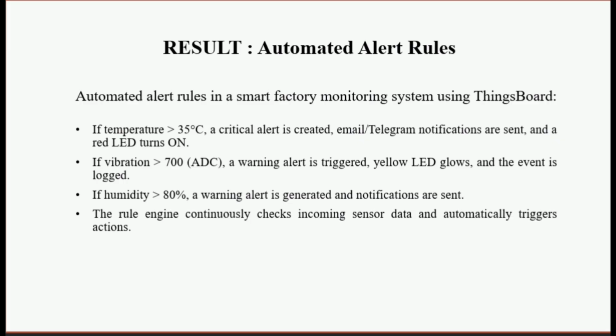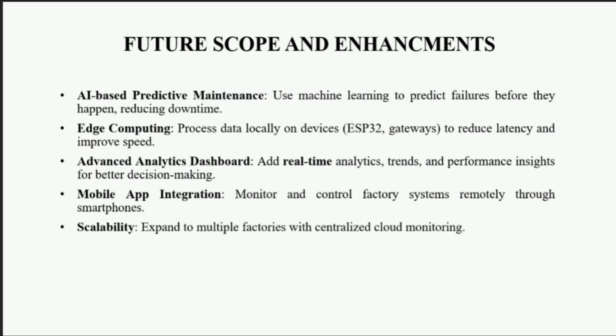Going towards the next slide, that is the future scope and enhancements. Now I will explain how the system can be improved in the future. First improvement can be AI based predictive maintenance. Use machine learning to predict failures and detect problems before they occur. We can predict the failures and reduce the downtime and maintenance cost also.